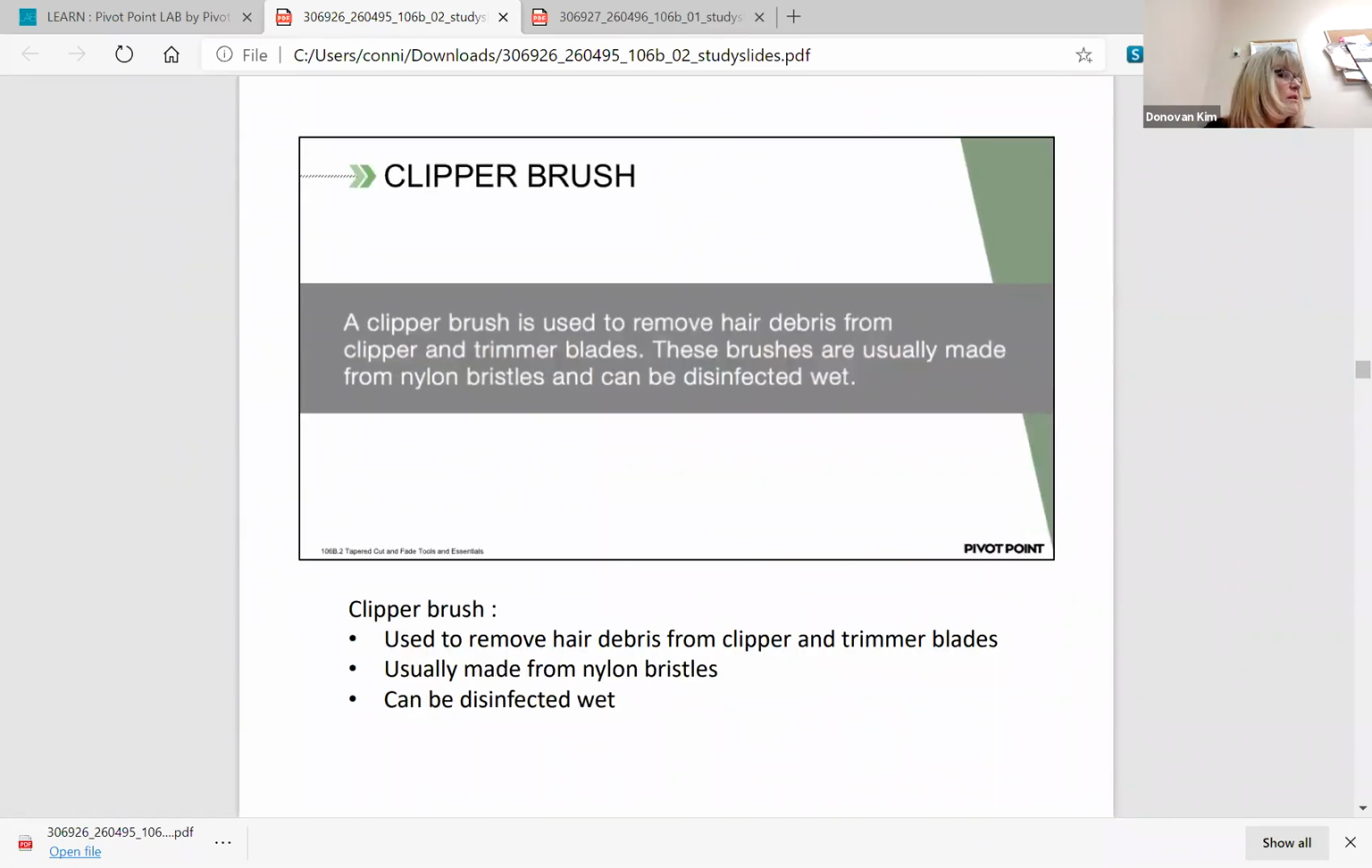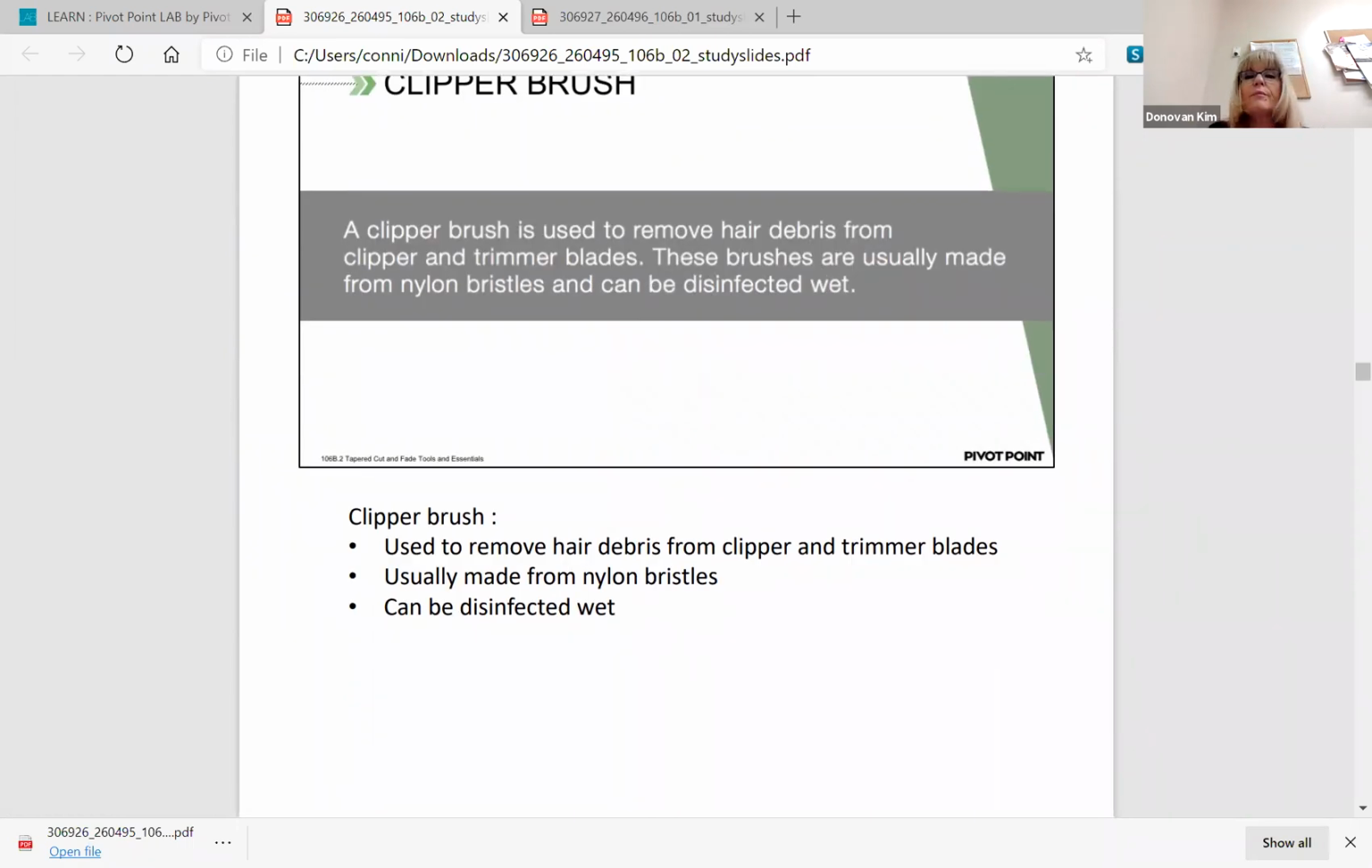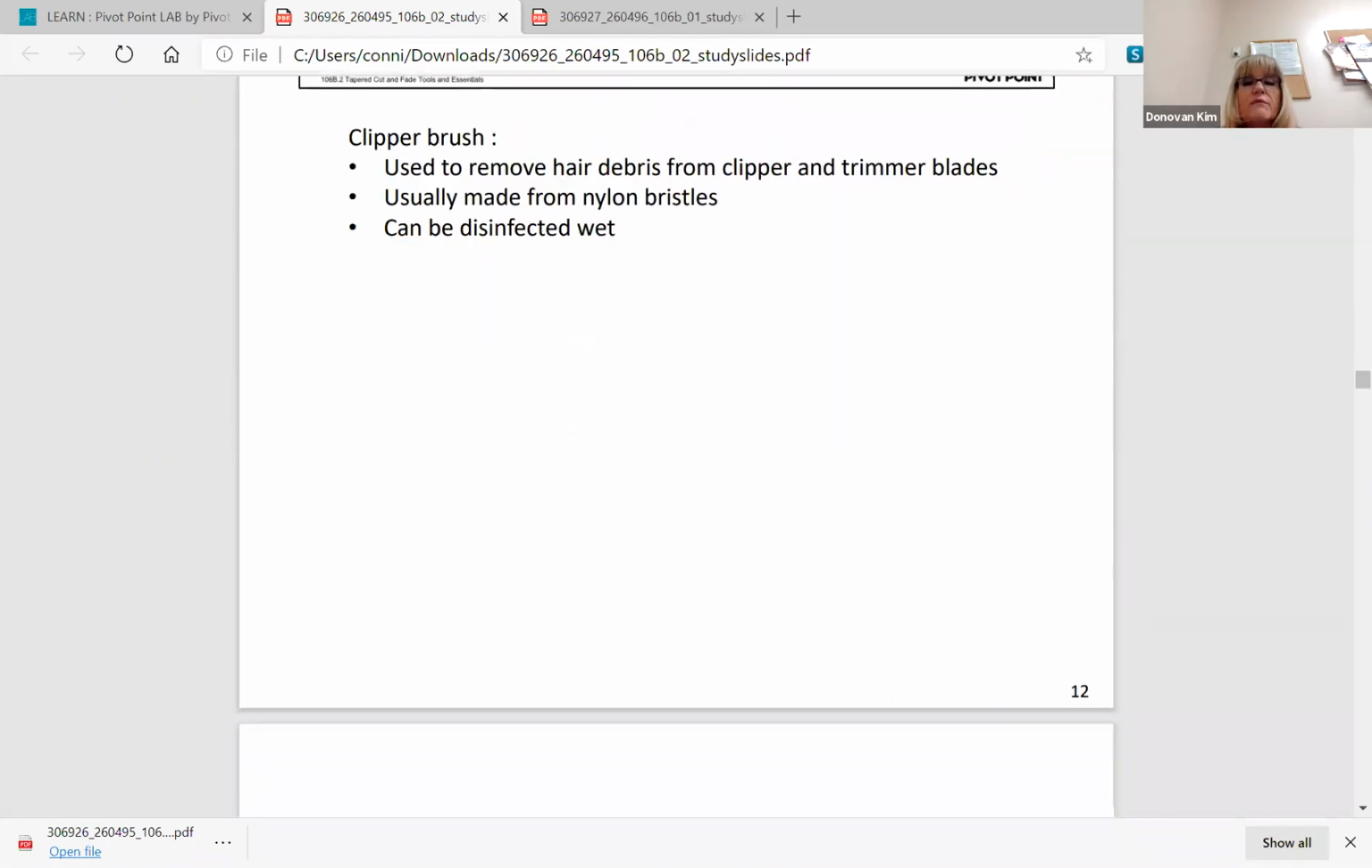So clipper brushes are used to remove hair debris. They have nylon bristles so that you can disinfect them. They need to be put in disinfectant solution. Same thing goes for those brushes that you use on the side of the head to wipe the clippings off so you can see your lines. Make sure that it's only used one time and that it can be put into the disinfectant solution. You can use it multiple times on the same client, but it's only a one client use. But you want the clipper brush because you want to be able to brush the hair off and you want to be able to disinfect it for sure.